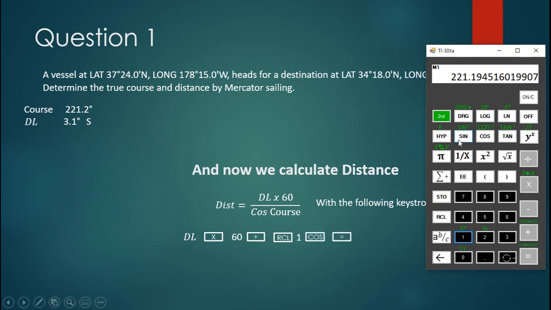Okay, so D lat is 3.1 times 60 divided by recall 1 cosine equals. This is going to be our distance. The fact that we get a negative number here is of no consequence. We just drop the minus sign in front of it, and our distance is 247.18. We could probably round that to 247.2 fairly safely.